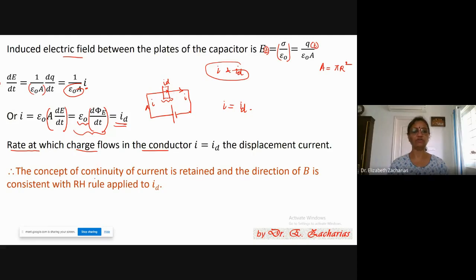In other words, the concept of continuity of current is retained when you talk about this concept called displacement current. And of course, to find the magnetic field in the region between the two plates where this ID is there, all you have to do is apply Ampere's law. This ID behaves like a real current when it comes to application of Ampere's law. Go to chapter number 33 on Ampere's law, where you talked about a current through a large wire and how you applied Ampere's law to find the magnetic field inside and outside the wire. The same thing is what we have done here.